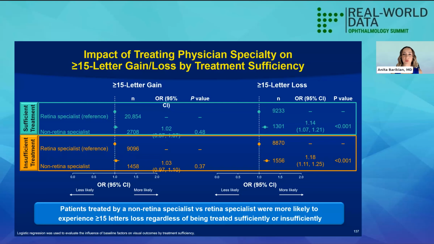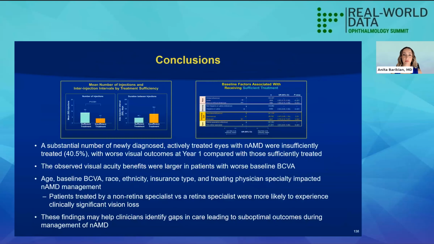So in conclusion, a substantial number of newly diagnosed, actively treated eyes with neovascular AMD were insufficiently treated with worse visual outcomes at year 1 compared with those sufficiently treated. The observed visual acuity benefits were larger in patients with worse BCVA.